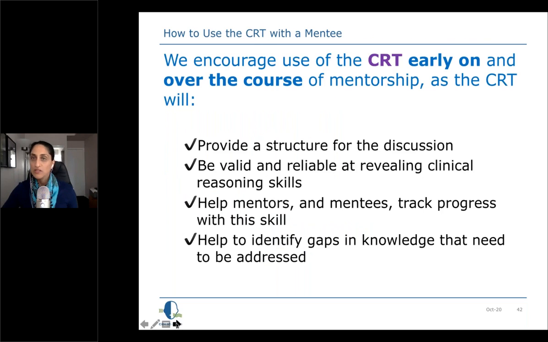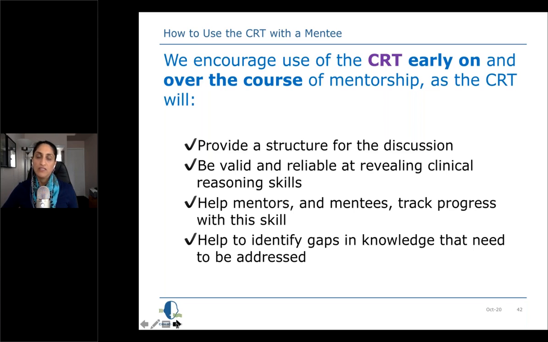Because we have this great tool, we encourage you to use it early in the mentorship and over the course of the mentorship, because it is going to provide that structure for those discussions. And we know that it is a valid and reliable tool at revealing clinical reasoning skills. And it's going to help you as mentors and your mentees track progress with this skill, and also help to identify any gaps in knowledge that need to be addressed.